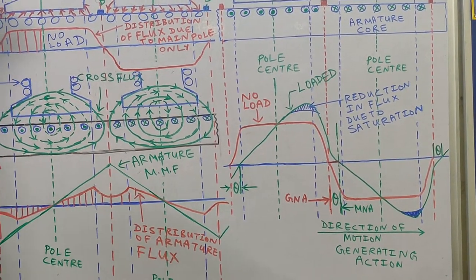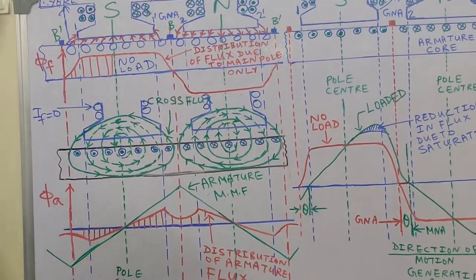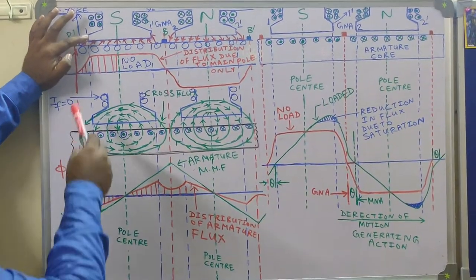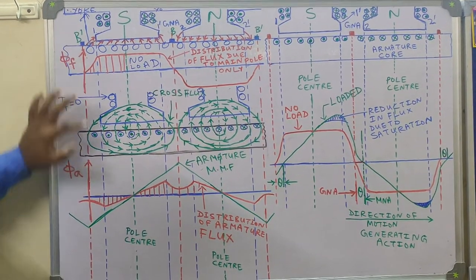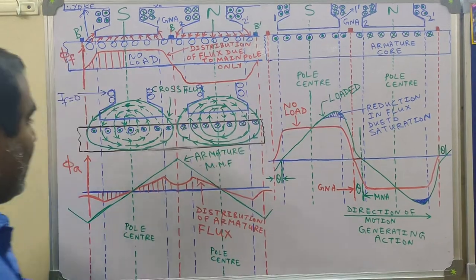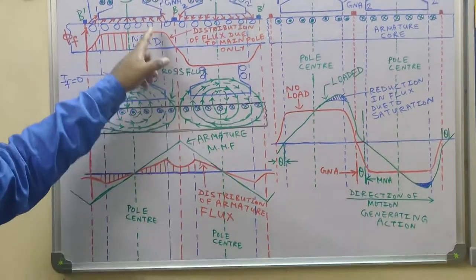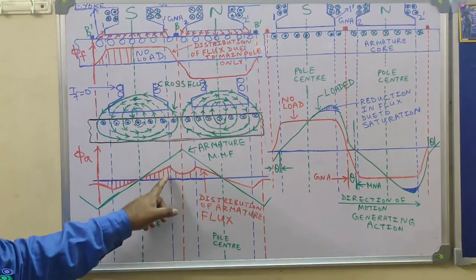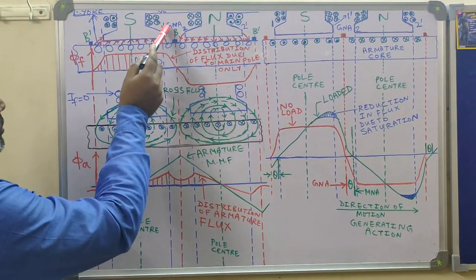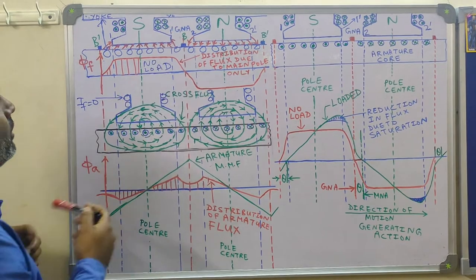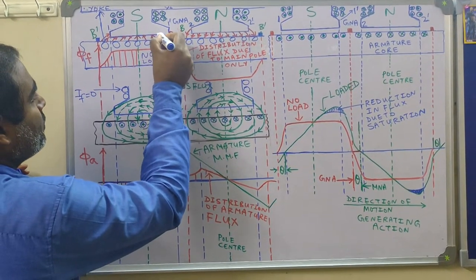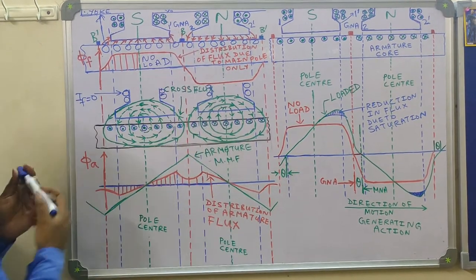What else? Another thing is very much known to us, that at the leading pole tip there will be subtraction of field flux and armature flux, so it is getting reduced at the leading pole tip. At the trailing pole tip, field flux and armature flux are getting added up. This was the trailing pole tip. This was the south pole and this was the pole tip 1 dash. So pole tip 1 dash is the trailing pole tip of the south pole. So here also you see that they are getting added up.